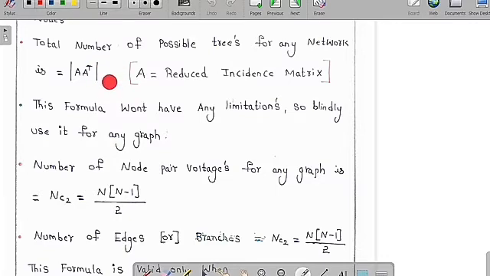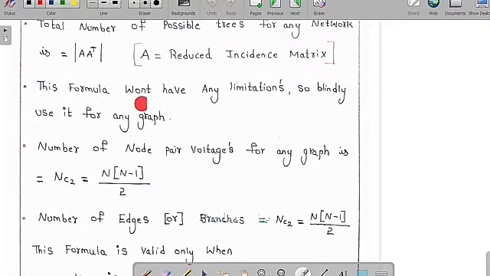Therefore, the total number of possible trees for n number of nodes is equal to the determinant of A into A transpose or n to the power of n minus 2, where A is called the reduced incidence matrix. This formula doesn't have any limitations, so you can use it for any graph and you are going to get the result. But the previous one has the two limitations that I have already told you.